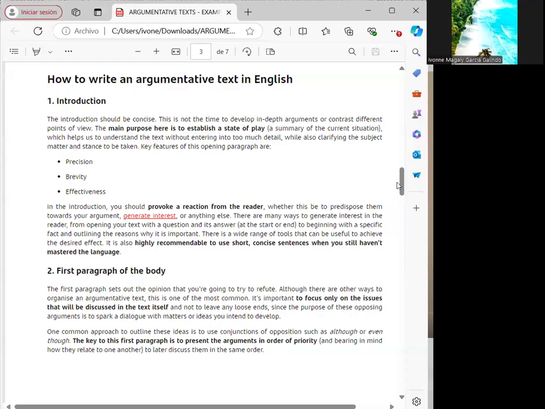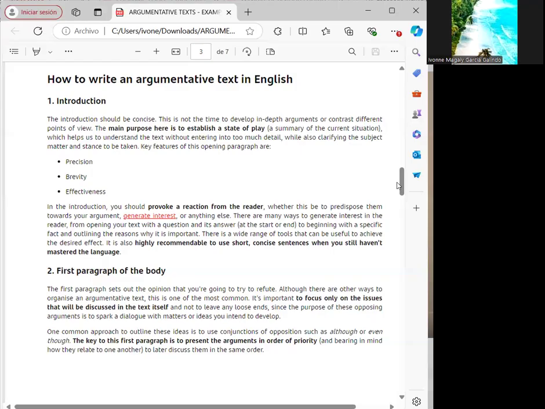It is also highly recommendable to use short, concise sentences when you still haven't mastered the language. So try to be brief, precise, and effective when you write the main idea of your argumentative text.